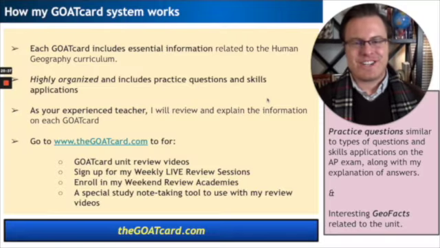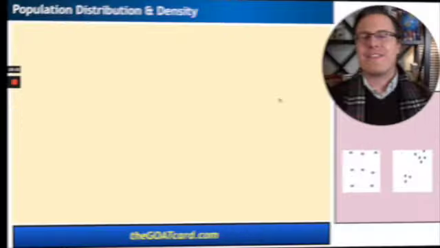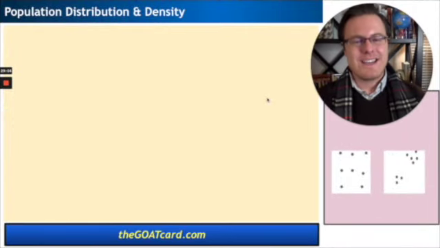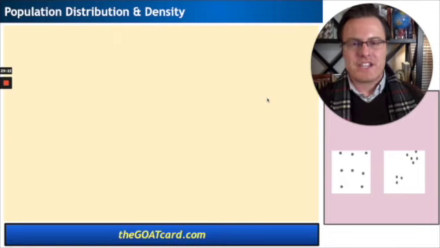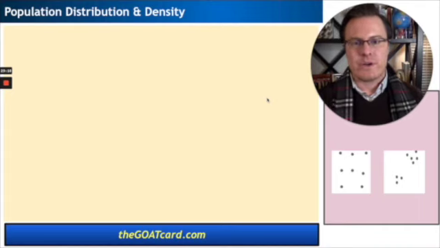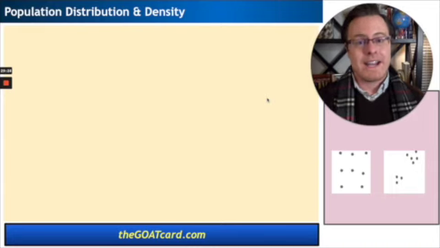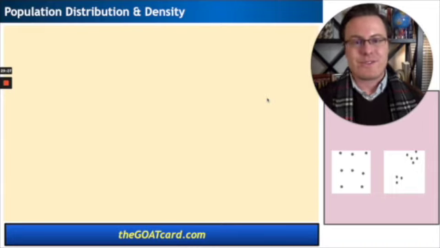All right, AP Human Geography scholars, it is now time to jump into our AP Human Geography GOATcard review unit on population and migration patterns and processes. Let's start with our first GOATcard. On this first GOATcard, I'm going to review with you a key concept, population distribution and density. As I go through the GOATcard, I encourage you to be writing down all of the information. Pause the video at any time or rewind if you need to hear it again for your notes. Remember, you can be using my study tool found on my website, thegoatcard.com, to be writing down your notes as you go through my videos.